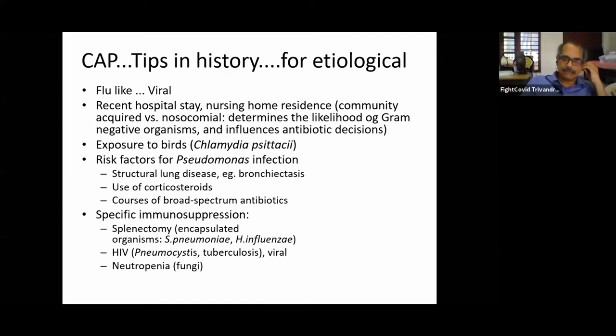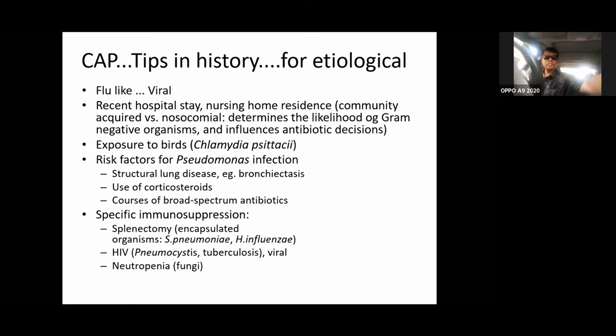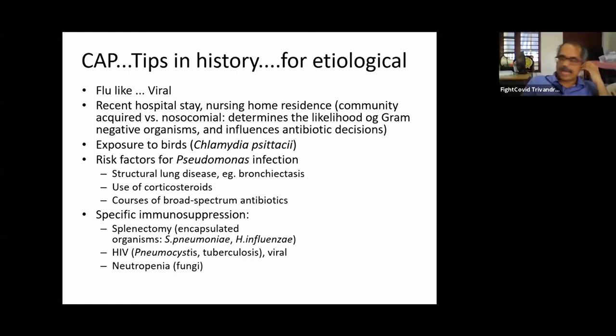And if the patient is HIV positive, in addition to the usual organisms, you have to consider other organisms like pneumocystis, tuberculosis, viral, etc. If the patient is neutropenic, we have to consider fungal infections also. If the patient has a structural lung disease, we have to consider a pseudomonas infection. If the patient has a history of exposure to birds, we have to consider chlamydia. Like that, we have to go a little deep into the history so that we can have an idea about the possible etiological agents behind the community-acquired pneumonia.